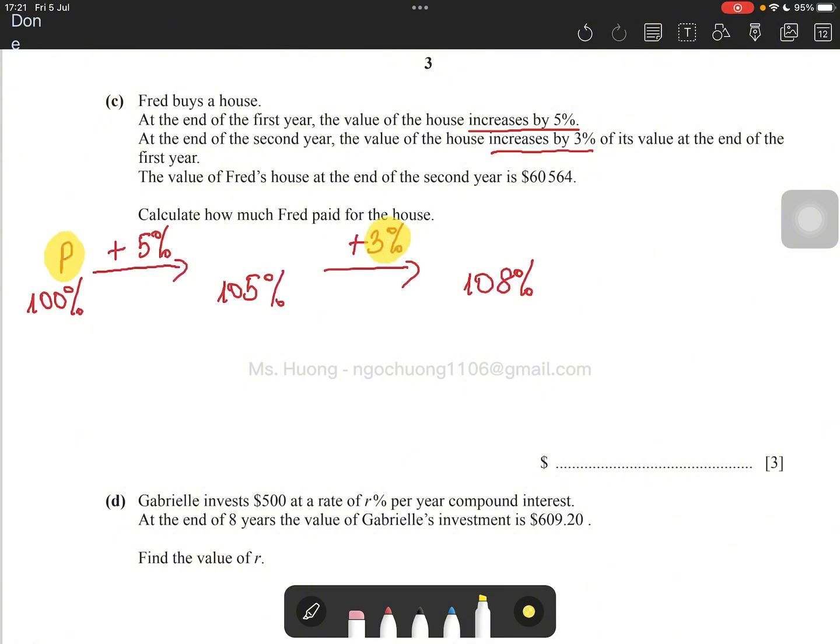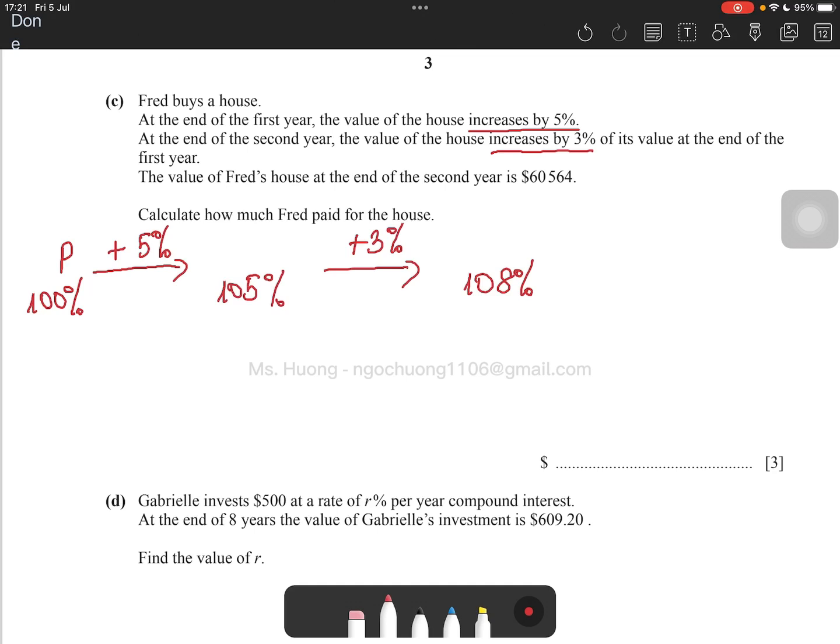That is not. It's not 3% of the amount that he paid, but it is 3% of the value at the end of the first year, which means it is 3% of the new amount here. So be very careful when you deal with the questions about percentages.